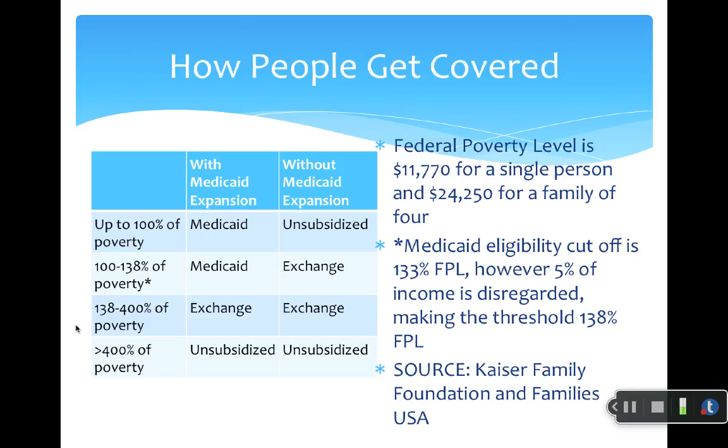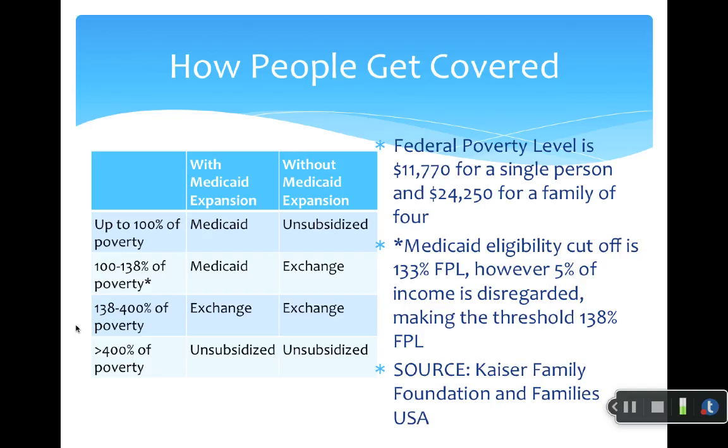What we see also is that the federal poverty level is adjusted for the number of people in your family as well. And so a family of 4, for example, making $24,250 a year would also be considered living at the federal poverty level. And so what you see here is that depending on whether you live in a state that expanded Medicaid or did not expand Medicaid, you would be eligible for certain kinds of programs or to buy certain kinds of policies.